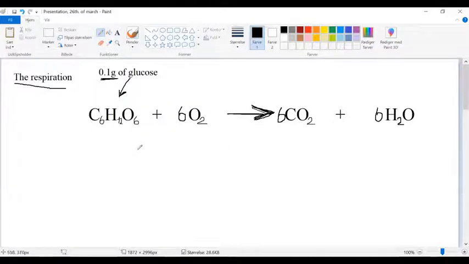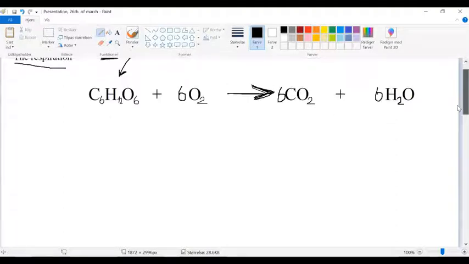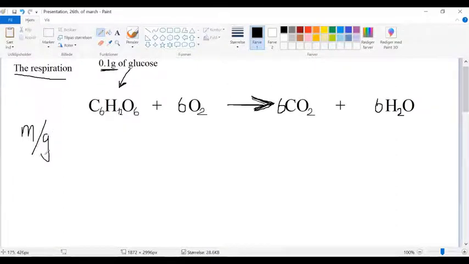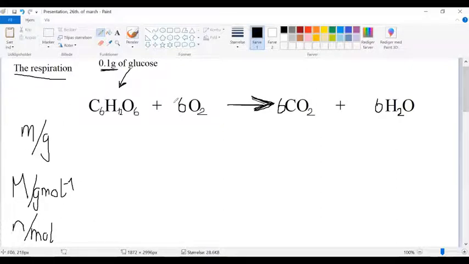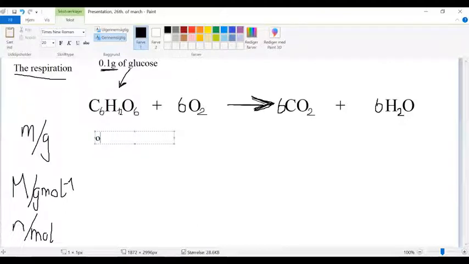So now it's balanced. The next thing that you do is write mass, in grams divided by grams. You write molar mass, in grams per mole. And you write amount of substance, n, divided by moles. If you cannot read what I'm writing, please ask me to say it out loud or write it a bit more nicely. So now we have our table that shows the chemical calculations. After we've balanced the chemical equation, we put in all the different things that we know. We know that we have 0.1 grams of glucose, so that we write there.